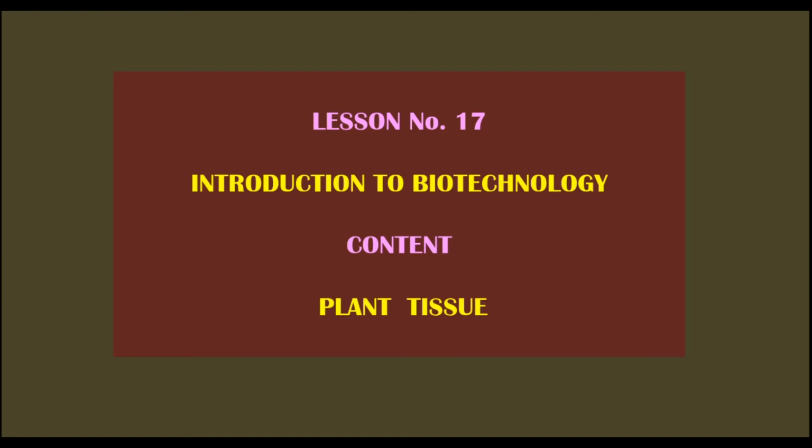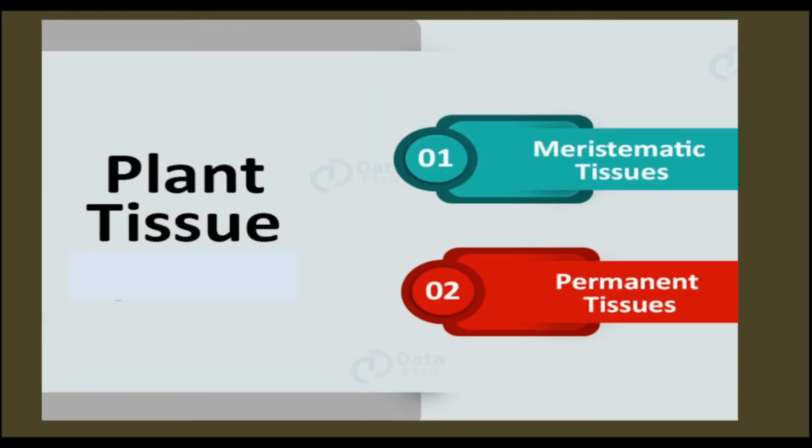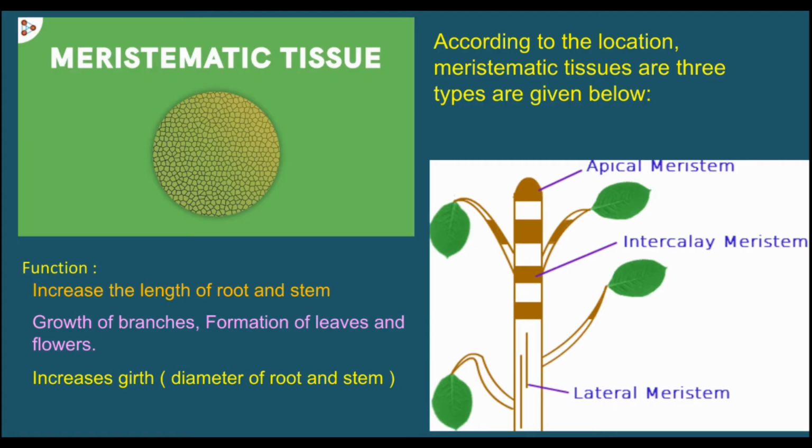Now we will be learning about plant tissue. Plant tissue is divided into two, meristematic tissues and permanent tissues. Let us learn in detail about these tissues. First one is meristematic tissue. Meristematic tissue is present in specific parts of a plant. Growth occurs in those parts only.